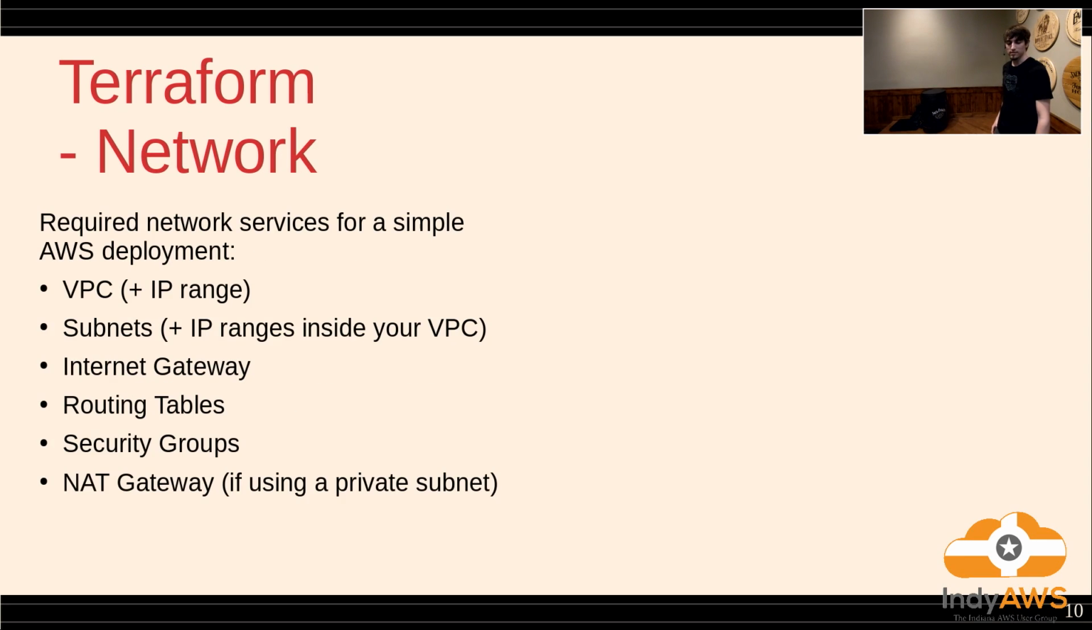Following that, we got the network, which is missing a picture. That's awesome. So basically, the network handles your routing tables and your VPC, your NAT, anything required for your network to function.